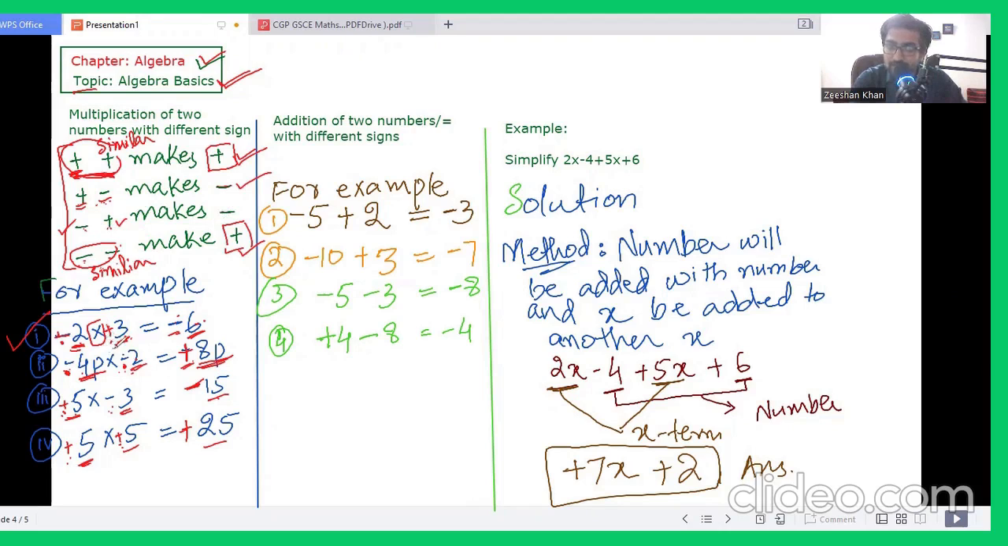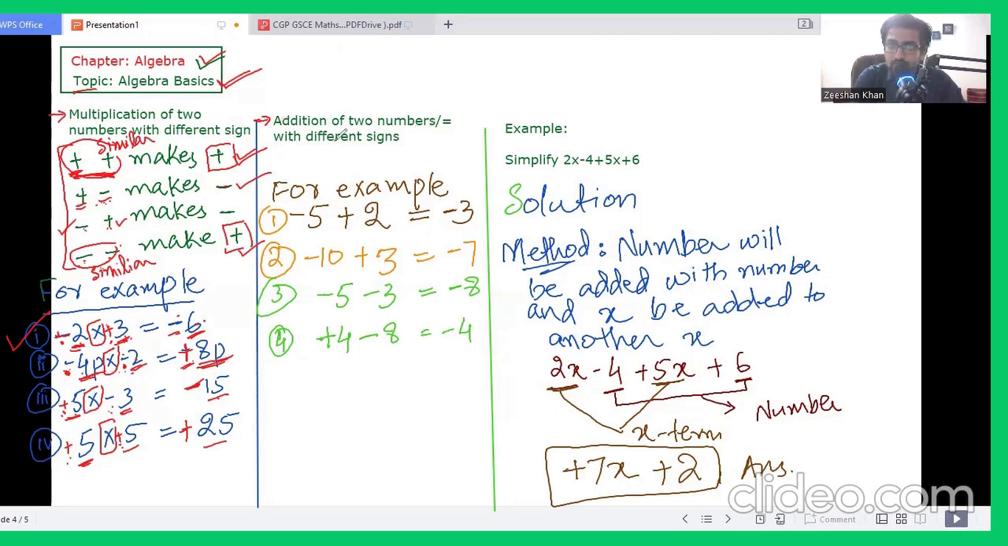Remember, there is a multiplication sign between these two numbers. So this is how you multiply two numbers. These rules are for multiplication. You can see over here, I have written multiplication of two numbers with different signs. Now let's study addition, how to add or subtract two numbers.